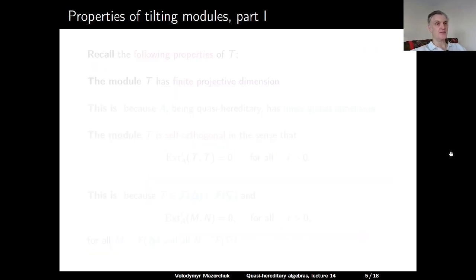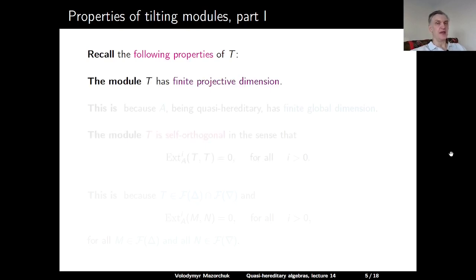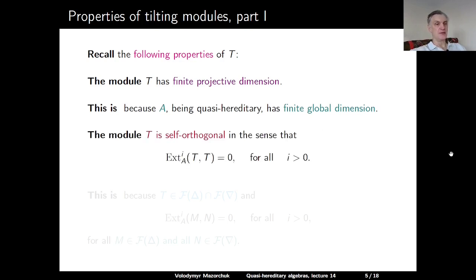In this lecture, we start by recalling some properties of tilting modules, which we already mentioned before. So the characteristic tilting module T has the following properties. First of all, it has finite projective dimension. This is because A, being quasi-hereditary, has finite global dimension, so any finite-dimensional A-module has finite projective dimension. Furthermore, the module T is self-orthogonal.